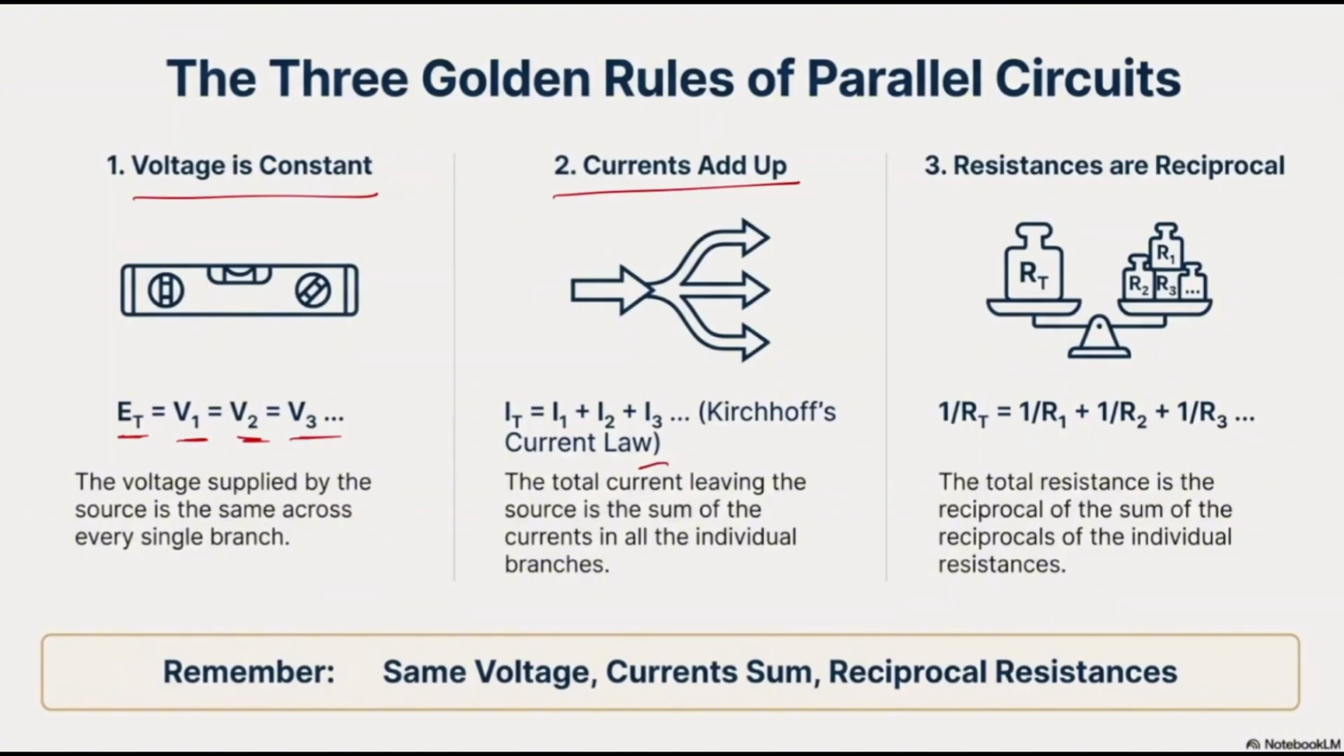This is something we call Kirchhoff's current law. This says that I total, or the current that gets outside of your source, is going to be I1 plus I2 plus I3 itself. And finally, what we do have is the resistances. Resistances at this point are going to be reciprocal.